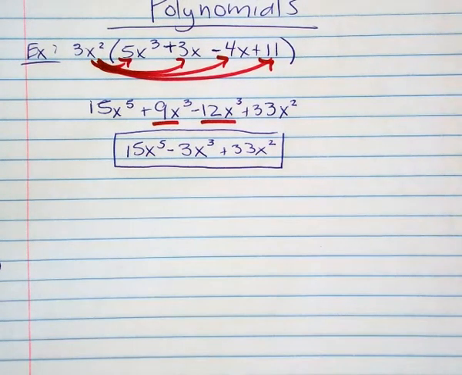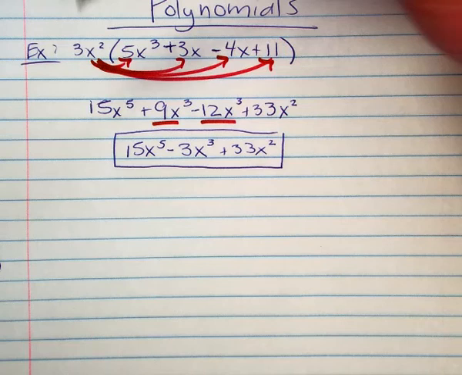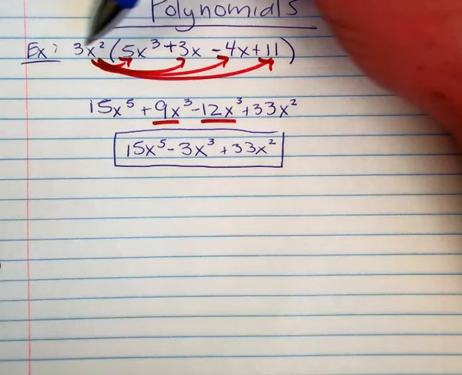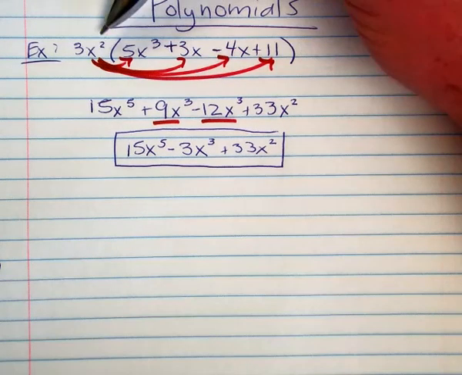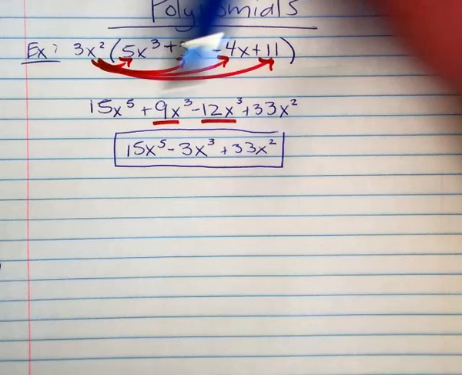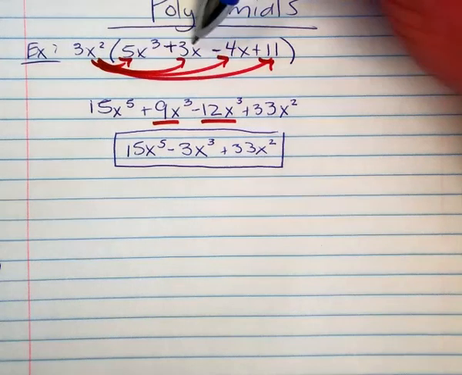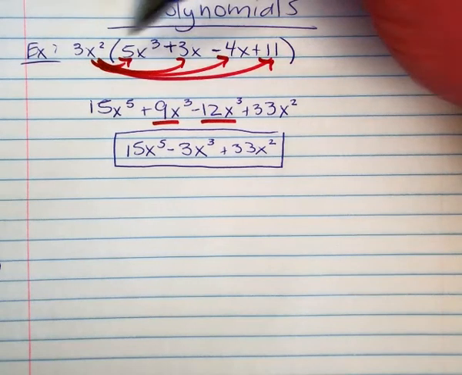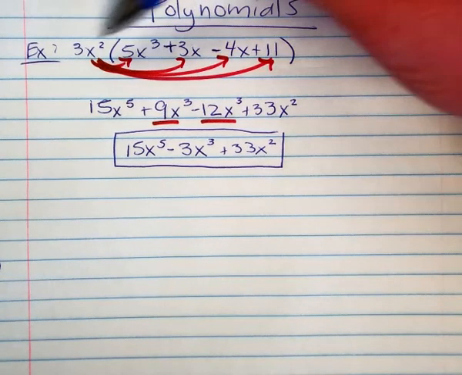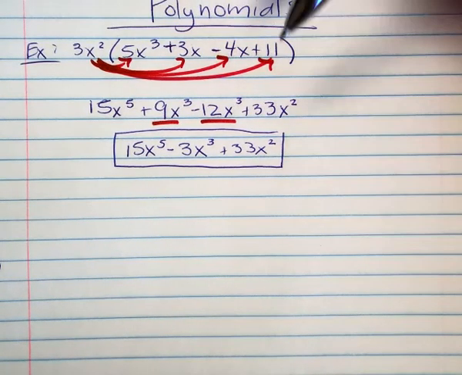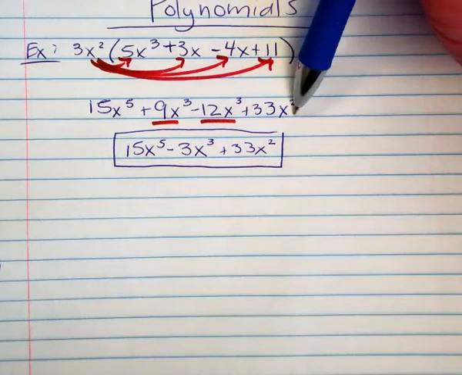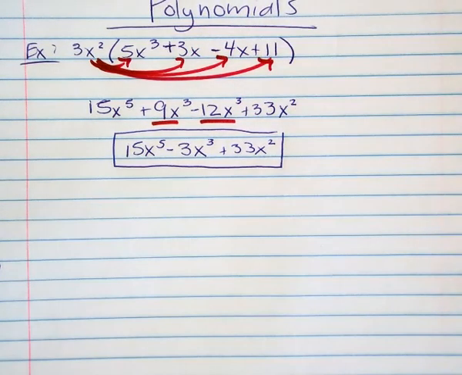So, quick recap. Multiplied the coefficients. 3 times 5 is 15. Add the exponents. 2 and 3 was 5. Multiply the coefficients. 3 and 3 is 9. Add the exponents. 2 and 1 is 3. Negative 12. Add them up. 33. The x squared stays alone. That whole process is what you're going to be doing for each of these.